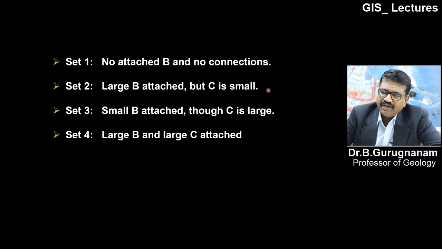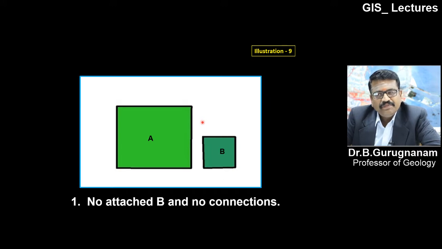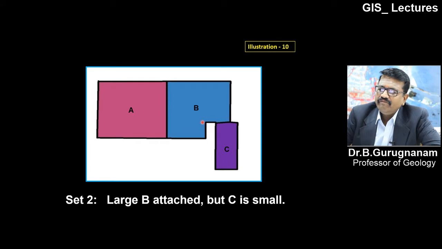Of course, if I just read this, you will not be able to understand. This is set 1, with no attached B and no connections. There are two polygons digitized, and they are all separated. A is bigger than B. B is a very small size, but there is no connection. You cannot establish one. If you want to ask a question, it cannot link together. There is a problem, a gap over here, so the topology rule could not play well to establish it.